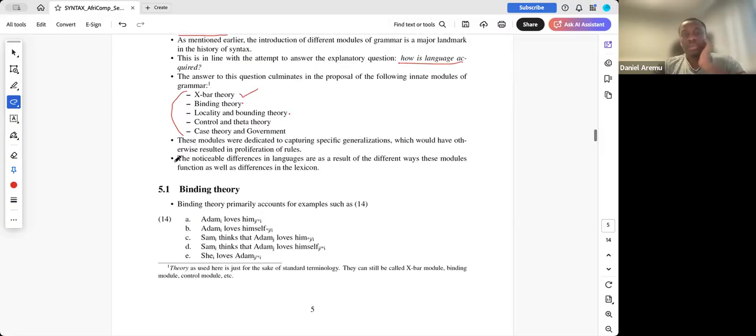So these modules were dedicated to capturing specific generalizations, which would have otherwise resulted in the proliferation of rules, like we've seen already for X-bar theory, right? Instead of having many PS rules, we can just have an X-bar theory that has just that structure in 13, which is assumed to represent every structure possible that you can think of. And the noticeable differences in languages are just a result of different ways these modules function, as well as differences in the lexicon, basically. So what you find in Hausa or in Yoruba, the difference that you find in these languages, is just the interaction between these different modules.